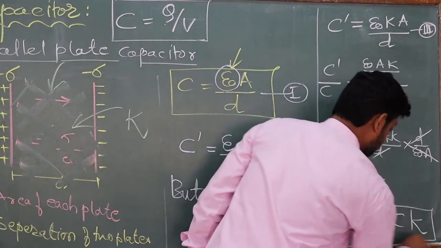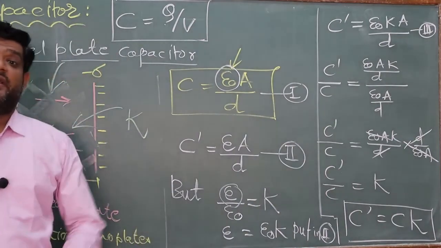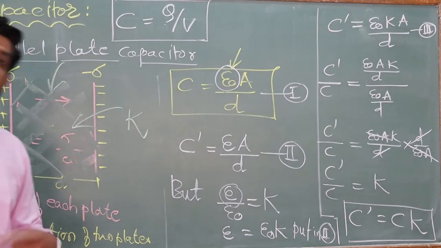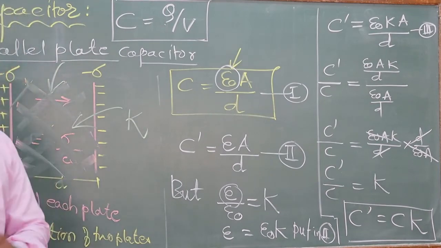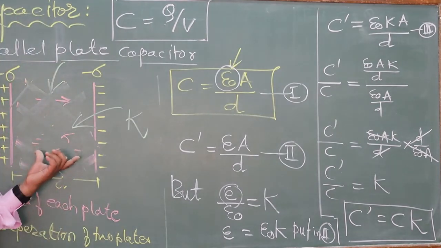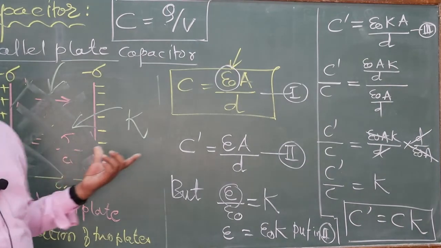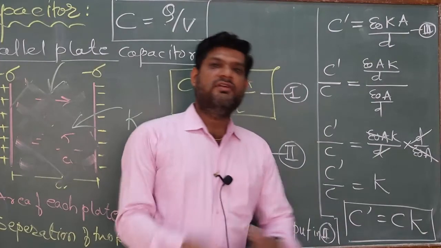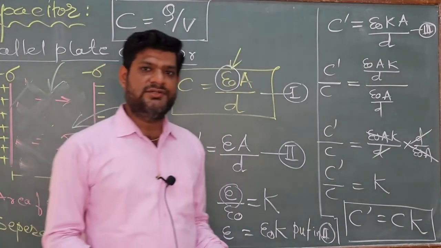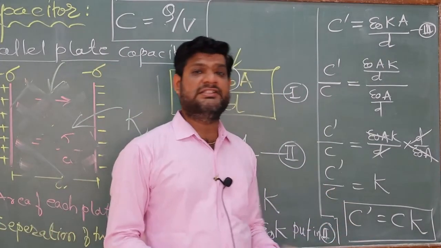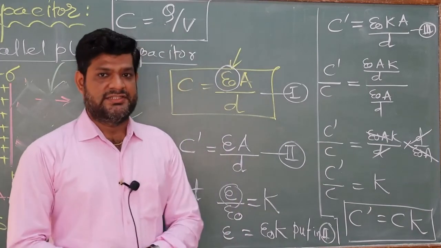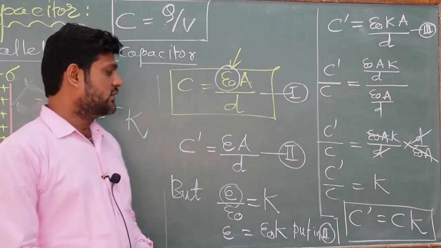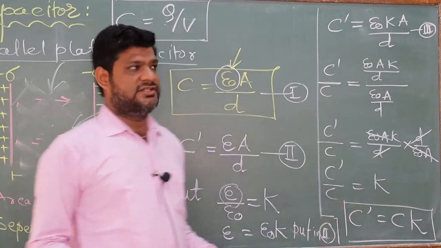So the new capacitance will be K times the original, meaning we can say that capacitance is increased by K times. So by changing the medium, we can change the capacitance of the given capacitor, right? By putting a different medium of some dielectric constant, we can change the capacitance of the given capacitors. In this way, we obtained the equation of capacitance, right?